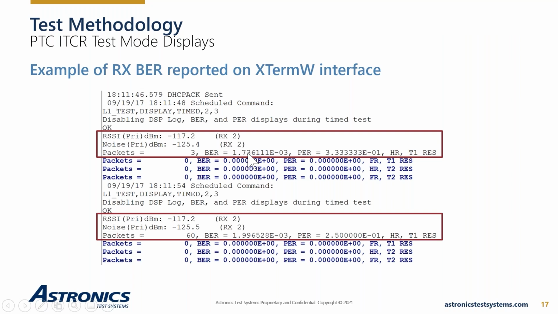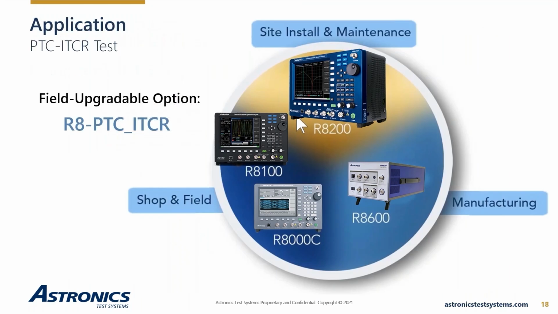And you can see that the first set, there were about 3 packets in use, and the second set, there were 60. So we must have just kicked the power on when that measurement was made. And then you can see what the bit error rate values are. And so that's the methodology, that's the information that's available to you as you're testing the sensitivity of the receive side of the ITC radio. Okay, and all of this is possible because of an optional functionality in our R8000 series service monitors.